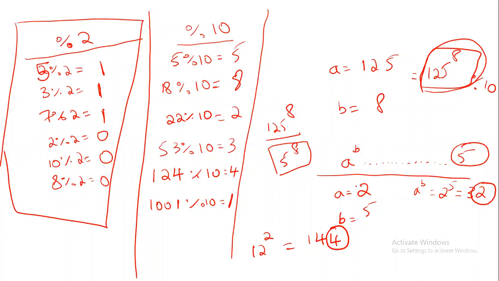What you should have done is, for the given question, 12: out of this 12, you take the last digit. How to take the last digit? Mod 10. What's the answer? 2. For this 2, you do 2 square. What is 2 square? 4. That 4 will be our last digit.